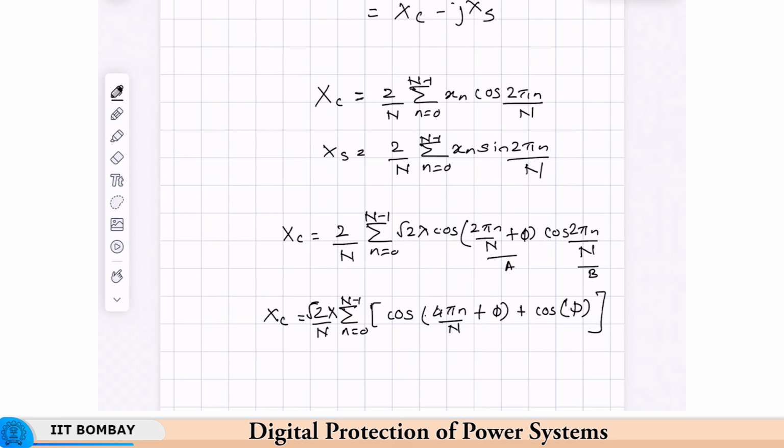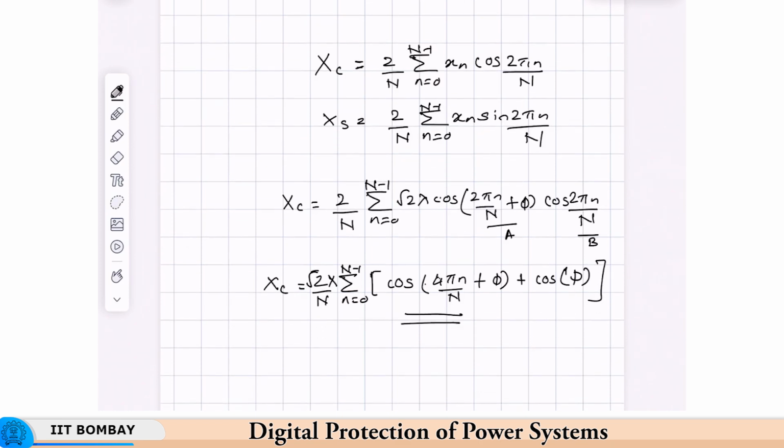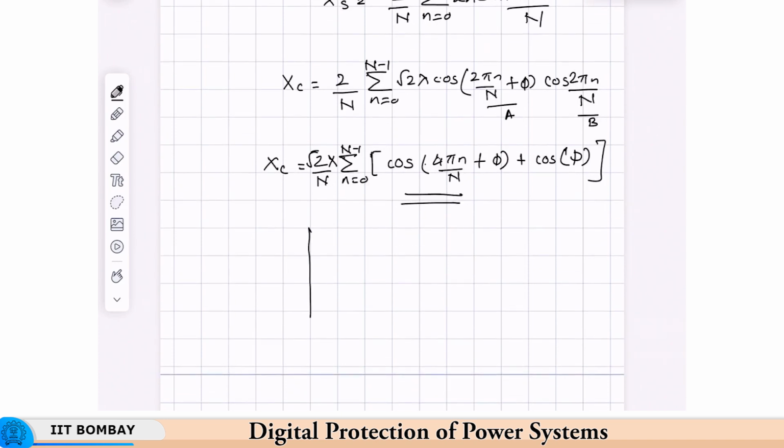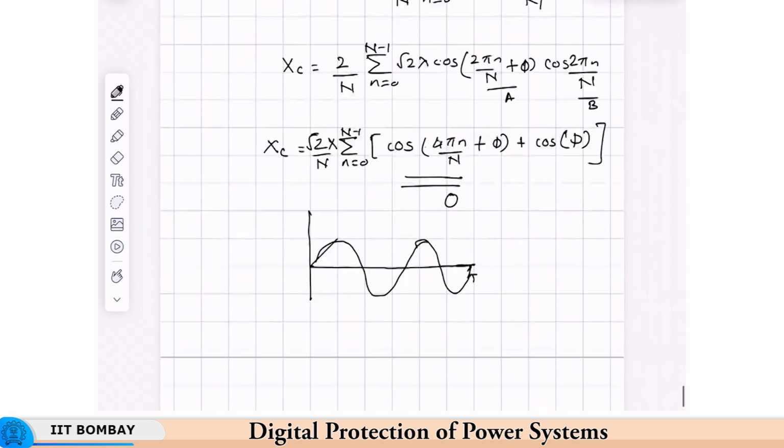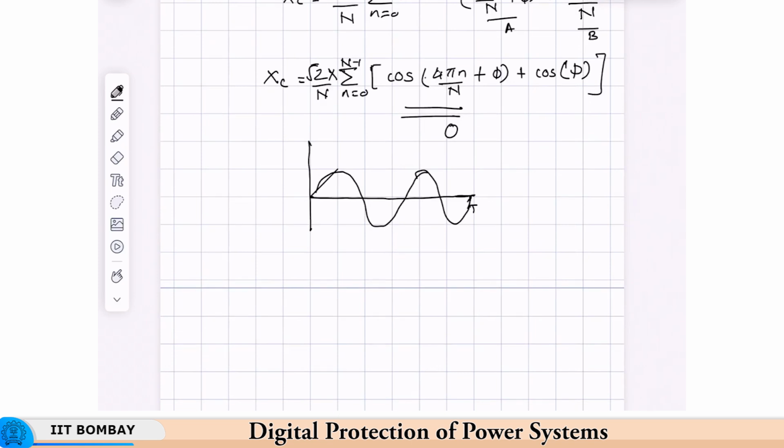Now, what is this term? A double frequency term summated over a full time period. As we saw in some classes, this is our time period T, and this is a double frequency term. If you sum it over an integral number of time periods, the answer will be 0. So, this term evaluates to 0, and this term is just cos phi, a constant summated over n times. So, that will give us X to n cos phi, this n and this n will go, and we will get Xc equal to root 2 X cos phi.